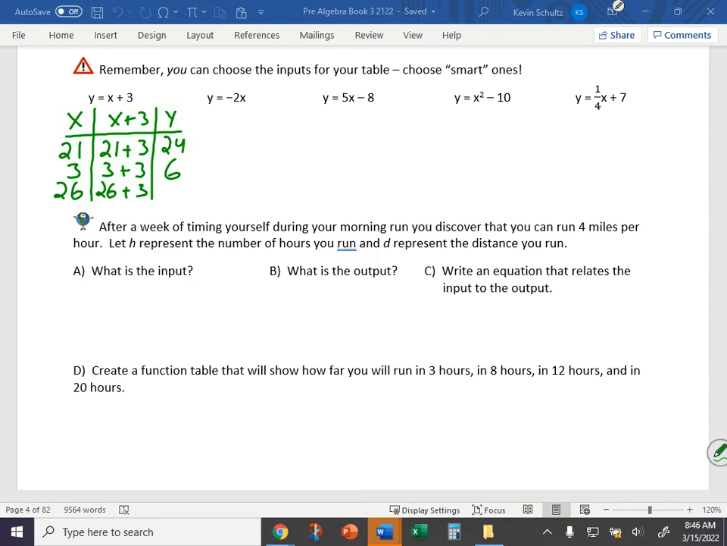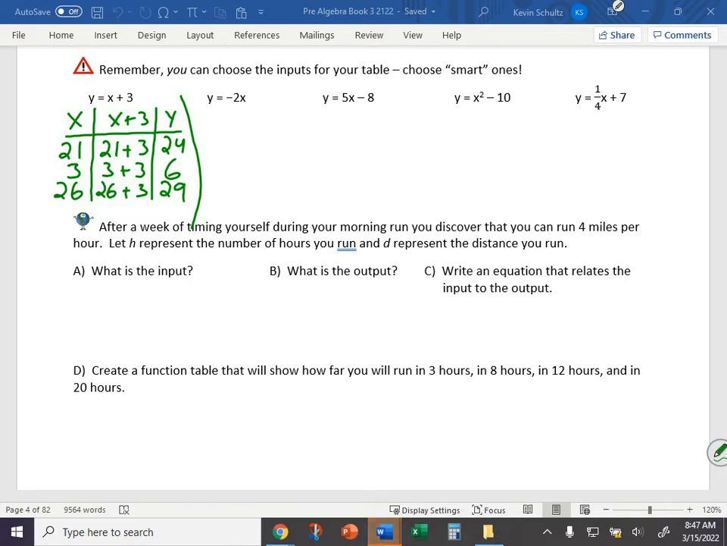The output of? 29. 29. Okay? So the beauty of this is you get to pick what you are testing. You're picking the x value. If you don't like big numbers, don't pick big ones. If you don't like negative ones, don't pick negative ones. If you don't like fractions, don't pick fractions, right? You get to test it.